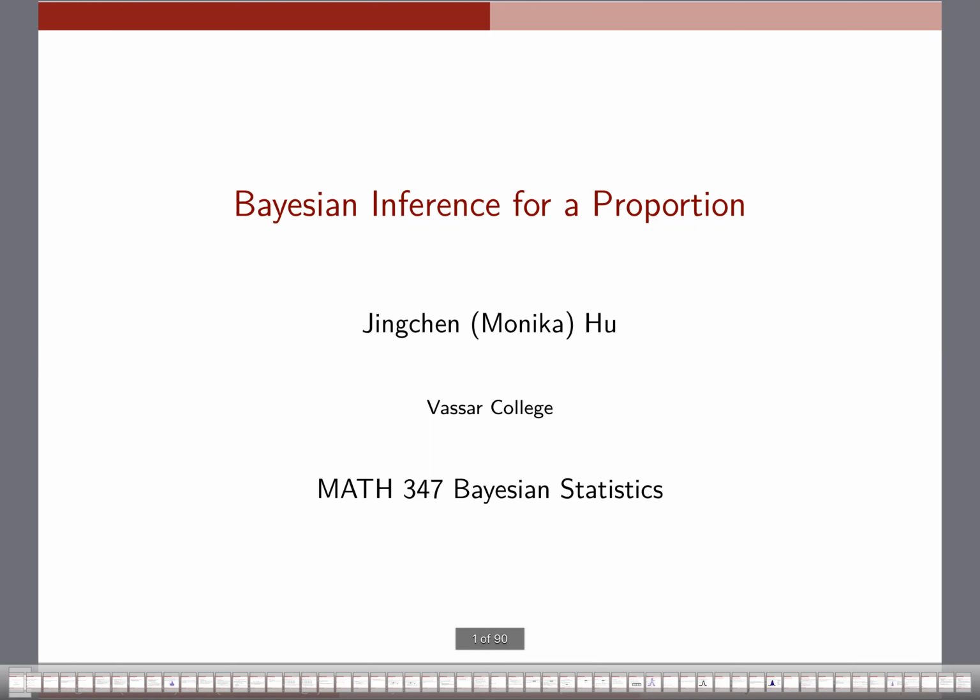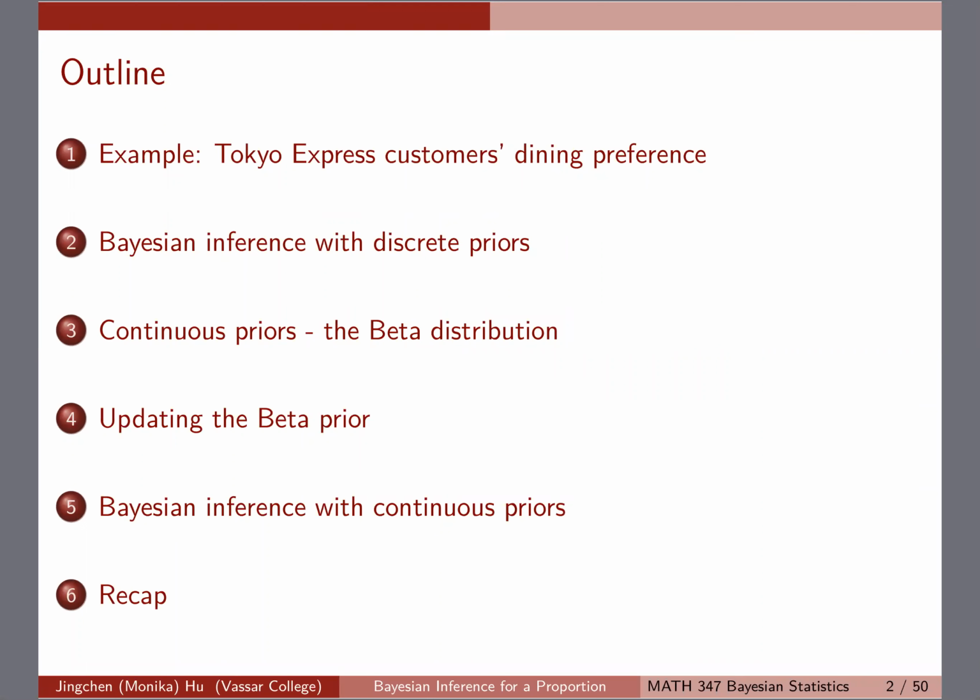So in this chapter, or this unit, we're going to refresh a little bit more about how to come up with that discrete prior distribution, and then we're going to move to the continuous distribution for the prior as well, and then how to make inference about it. So I'm going to cover today the example and then the Bayesian inference with discrete priors.